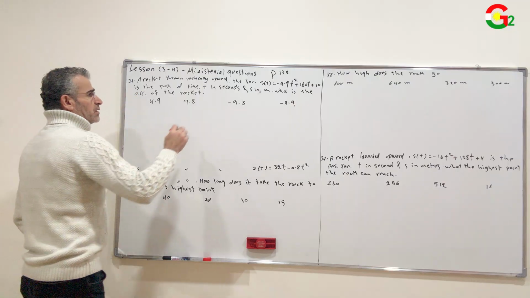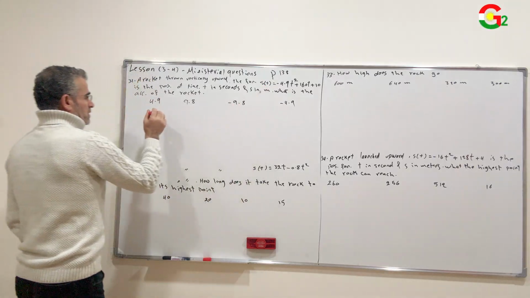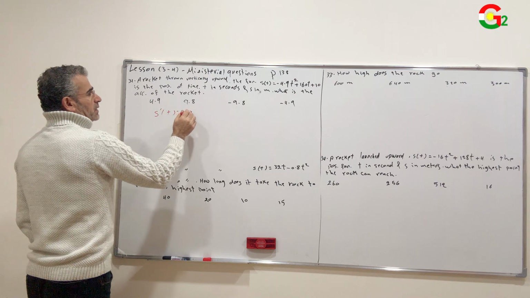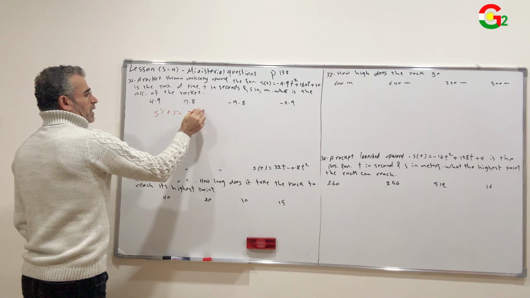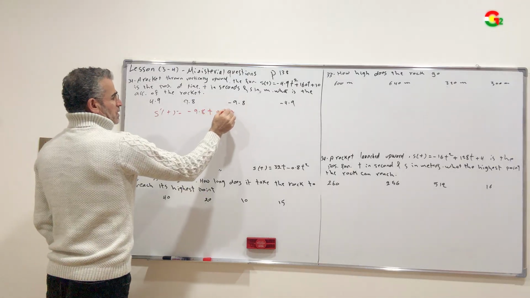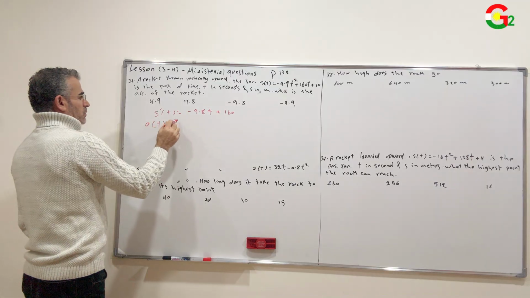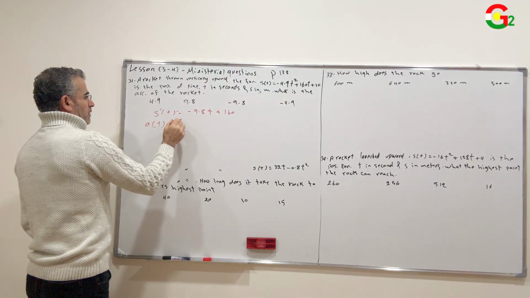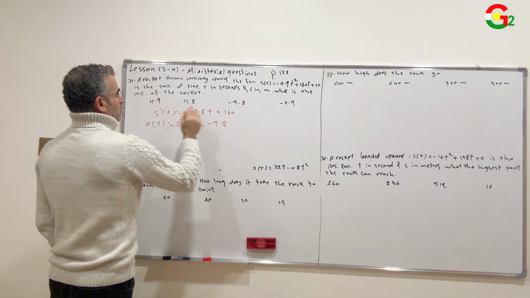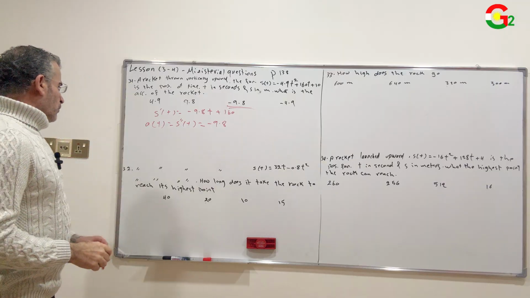The acceleration is the second derivative of the position function. The first derivative is negative 9.8 t plus 160. The second derivative, the acceleration a of t, is equal to negative 9.8. Choice C.